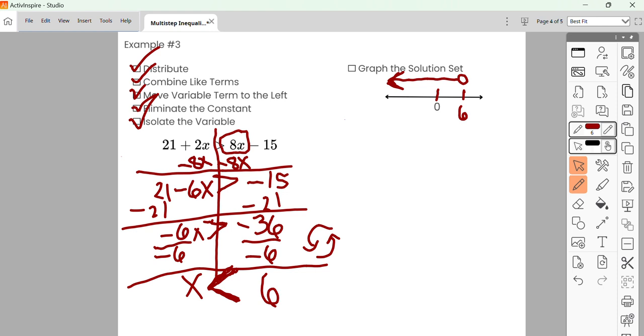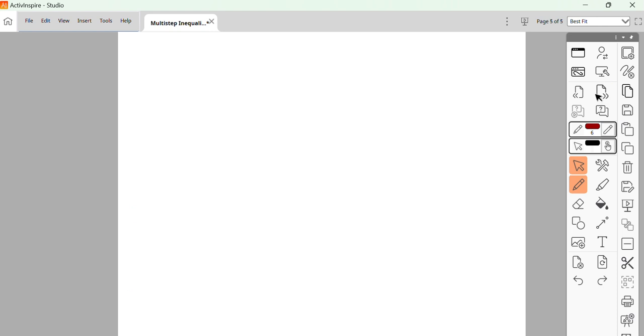So this means that every number smaller than 6 is a solution or is part of the solution set, but 6 is not. That's why we have an open circle. Okay? You are going to be great at this. I just know it.